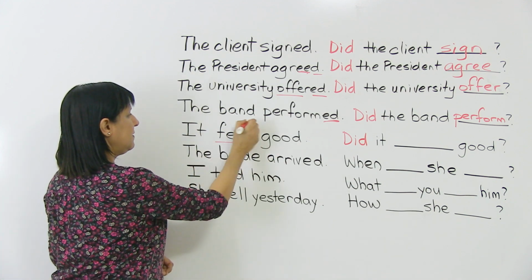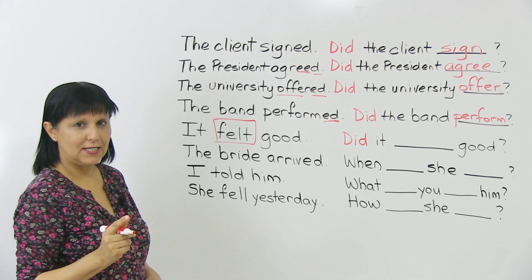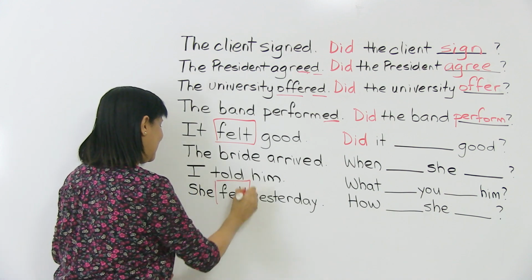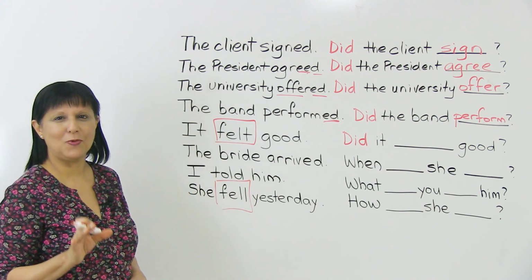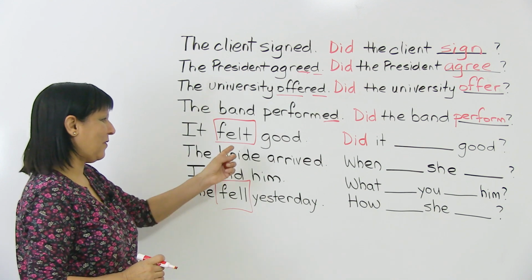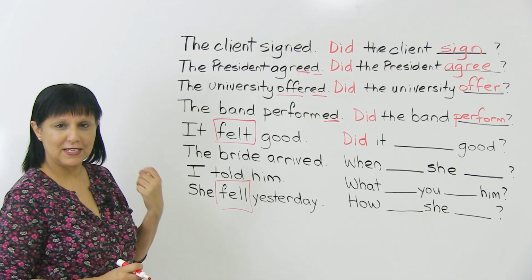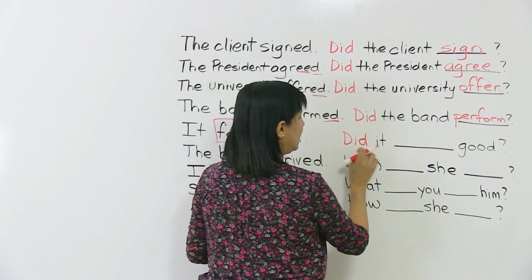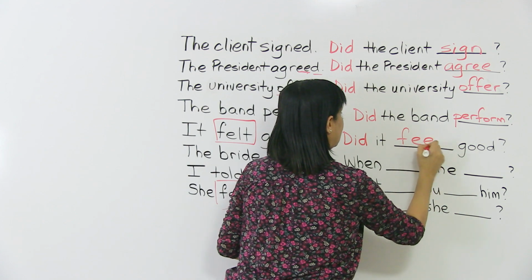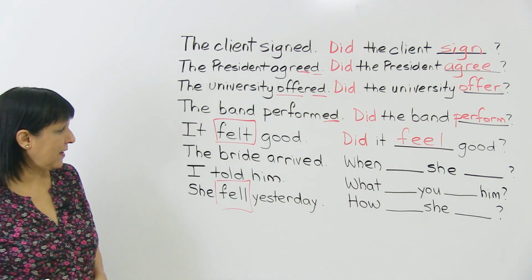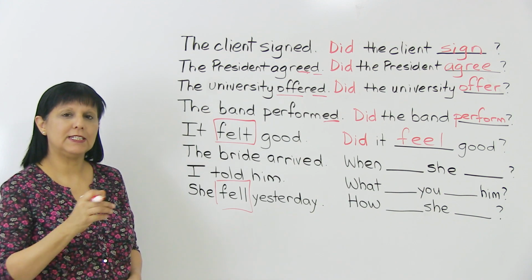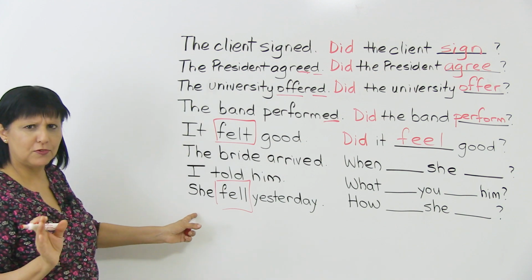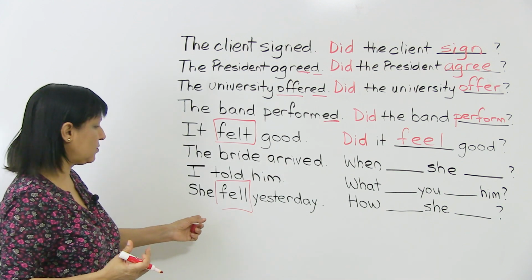All right, it felt good. Now, felt, okay, is the past tense of which word? This and this are two verbs that students always get confused. All right, so felt is the past tense of feel. So it becomes, did it feel good? All right, very good. It felt good. Did it feel good? Feel, felt.